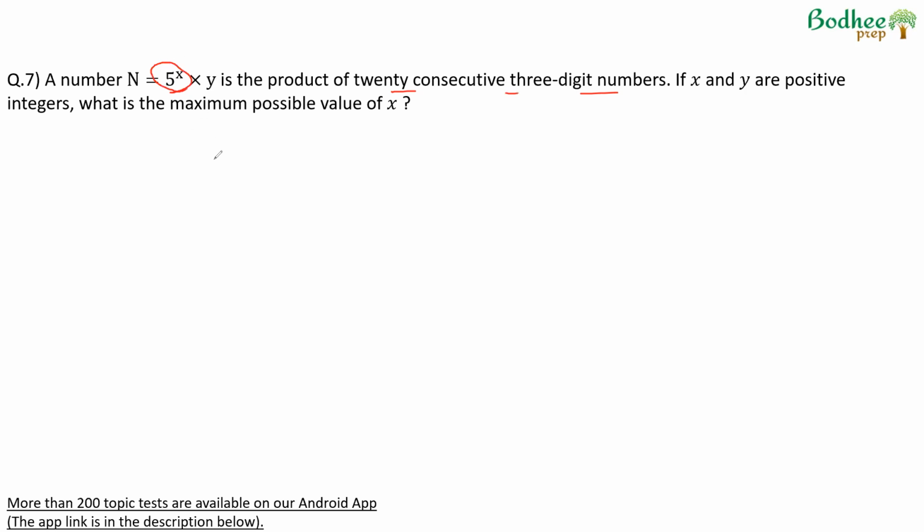So first of all, we look at the 3-digit number which has the highest power of 5. 5 into 5 is 25, into 5 is 125, into 5 is 625. Beyond this we will not have a 3-digit number. So let the first number of the product be 625. This is 5 raised to power 4. We are looking at 20 numbers, so the product will go on from 625 till 644.